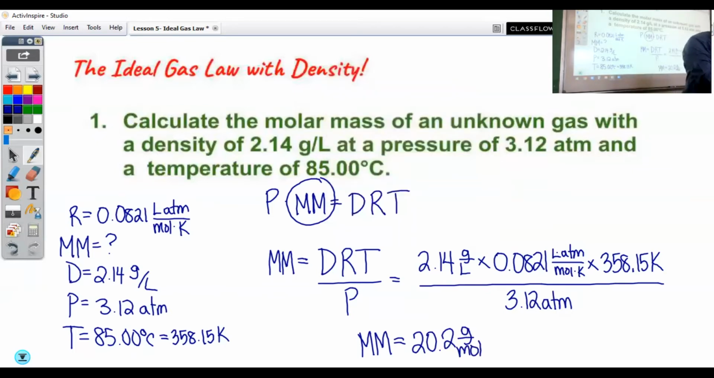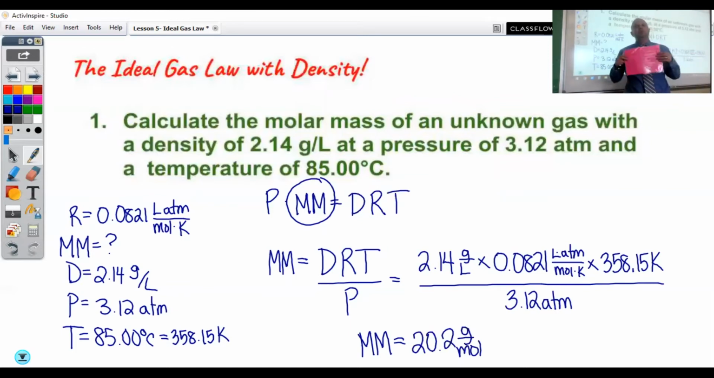So in our question, it says, calculate the molar mass of an unknown gas with a density of 2.14 grams per liter at a pressure of 3.12 atm and a temperature of 85 degrees Celsius. Now, this problem didn't ask for what that gas was, but sometimes we might come across a problem that also asks us to identify what gas it is.